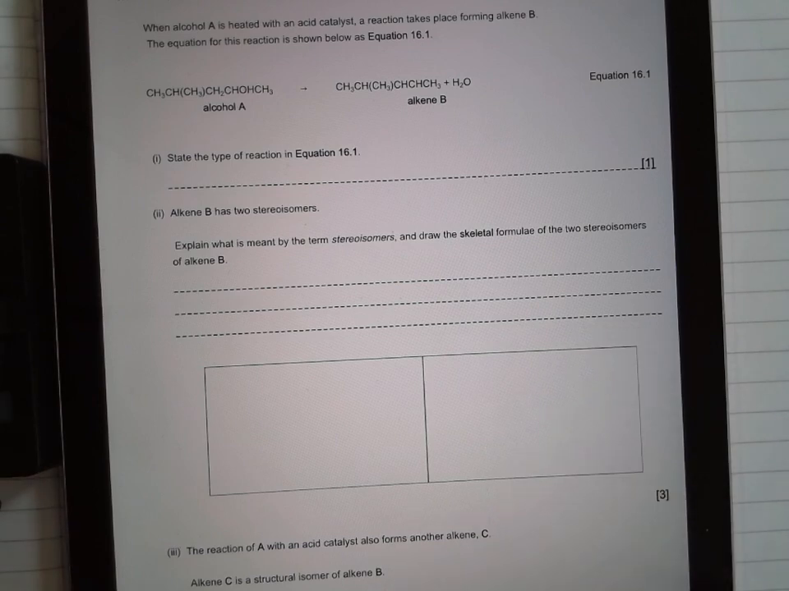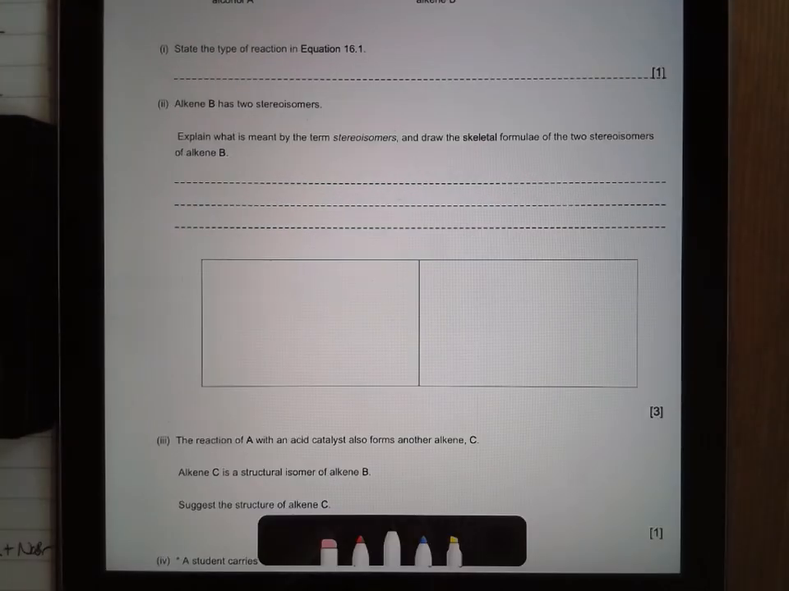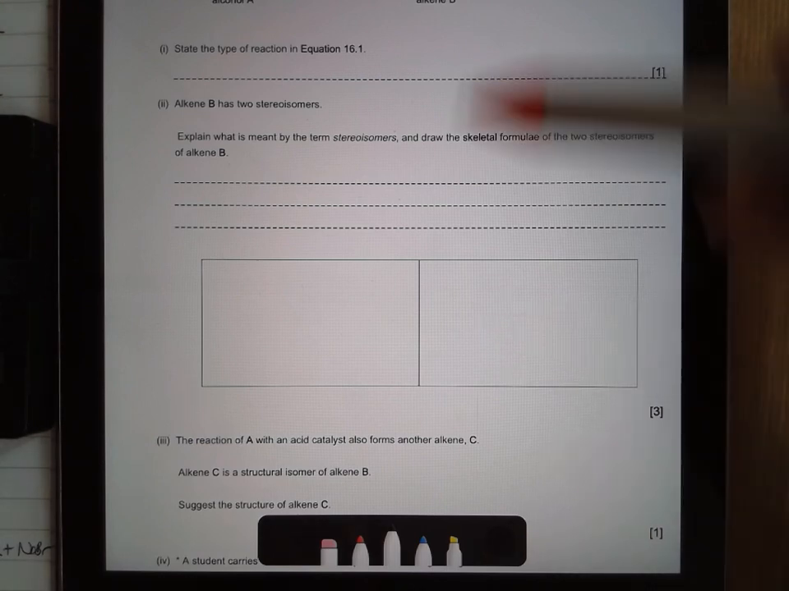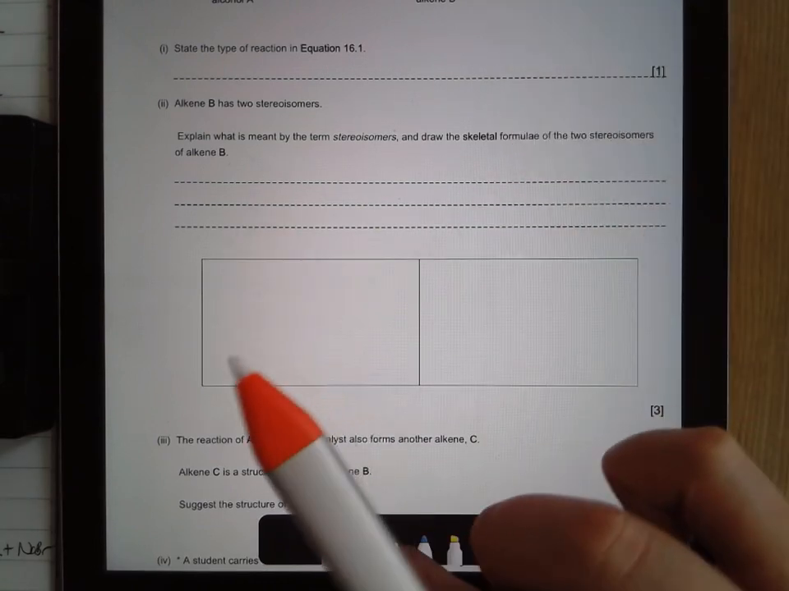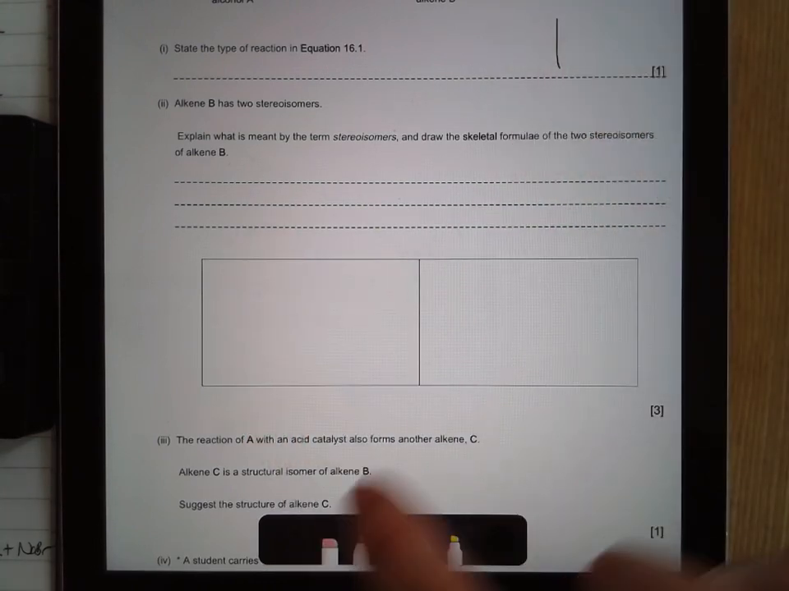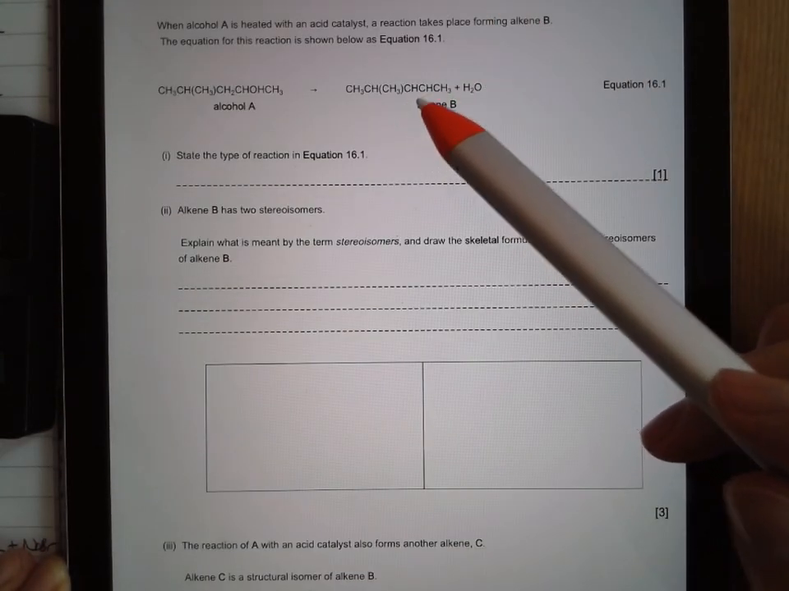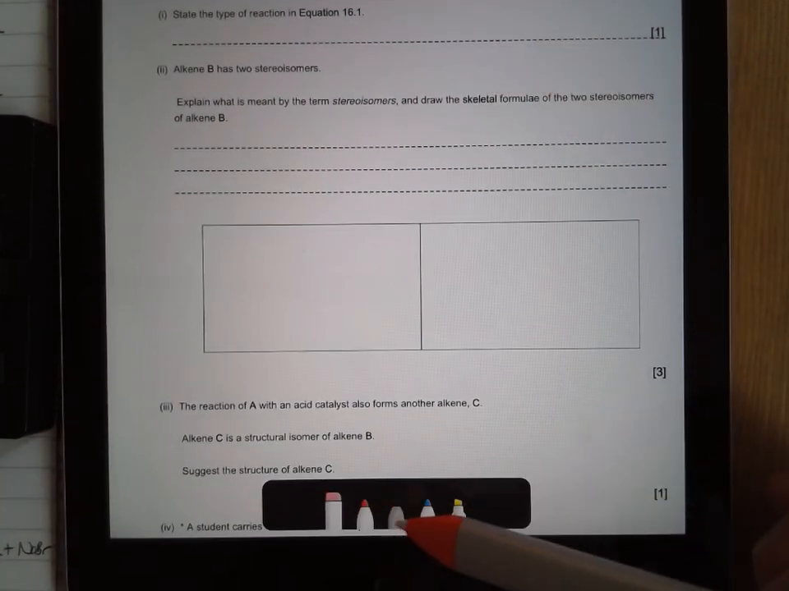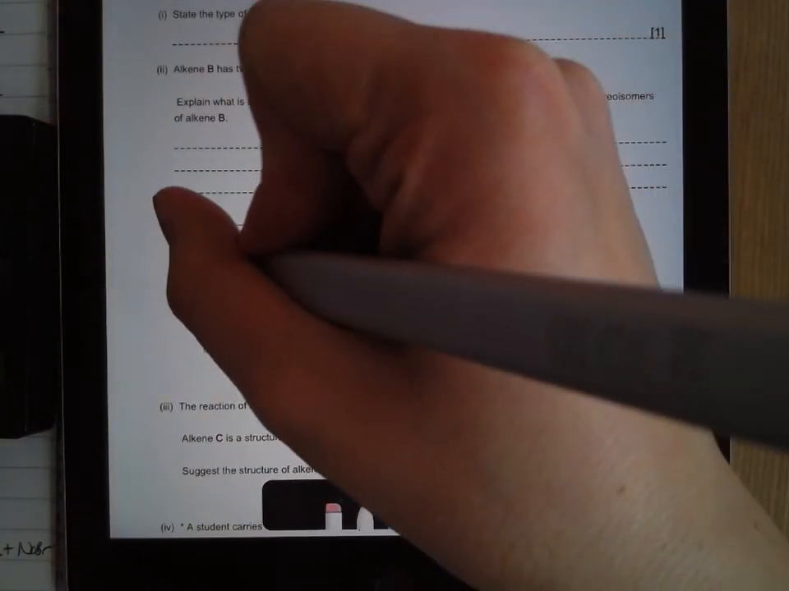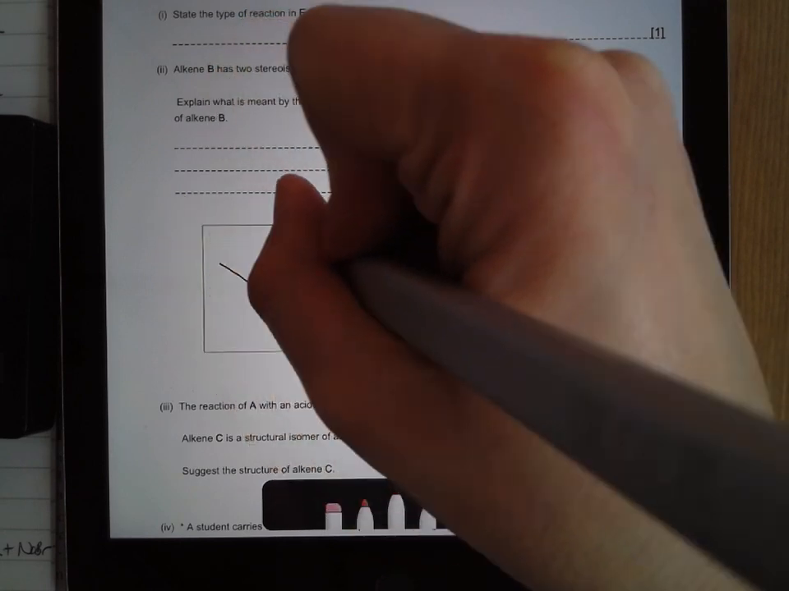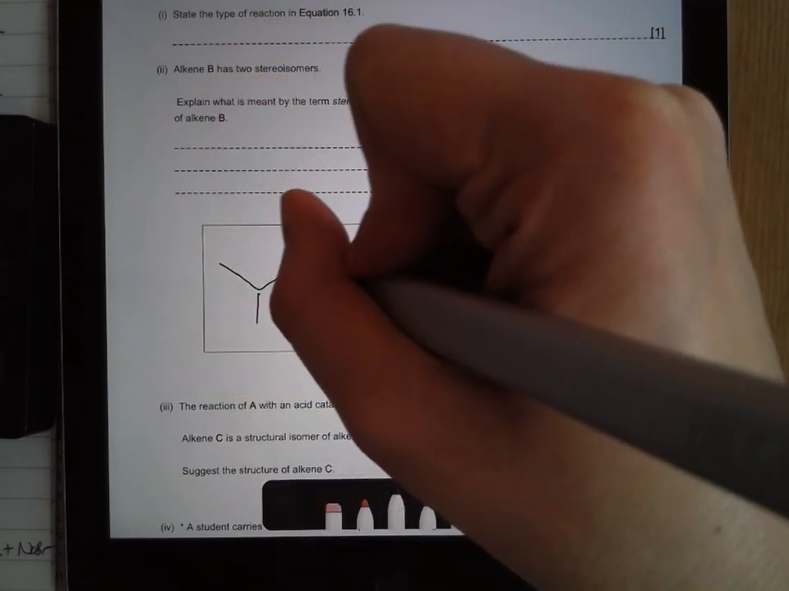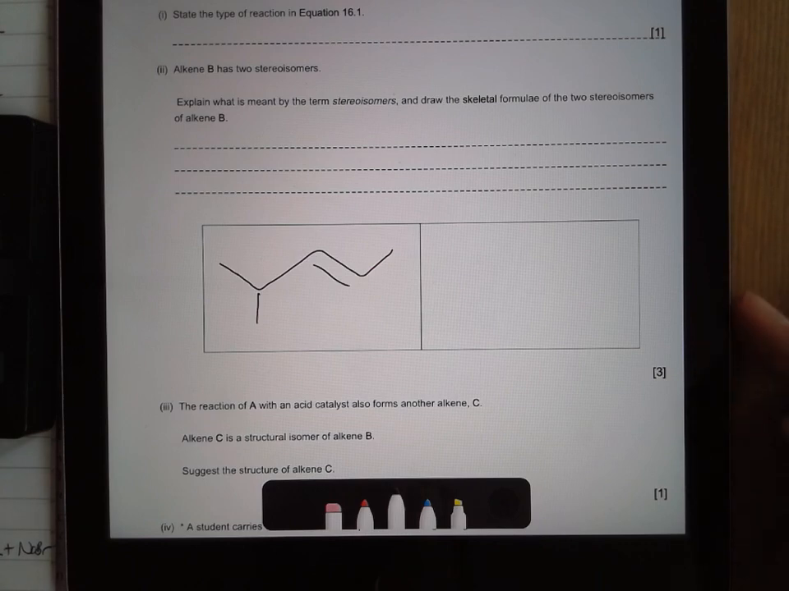So when I'm drawing out these alkenes, I'm asked for my stereoisomer, so I just need to have 1 cis and 1 trans. And if I just draw out alkene B as normal, skeletal, what I'm going to end up drawing is the trans version. So I'm just going to draw that out now. So by drawing it like this, I've drawn the trans version.